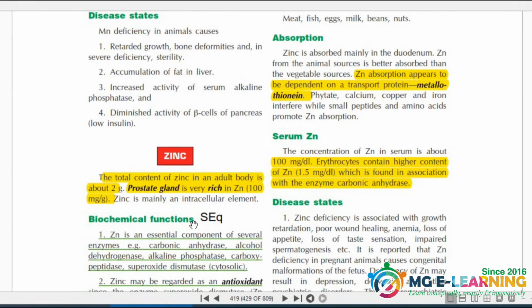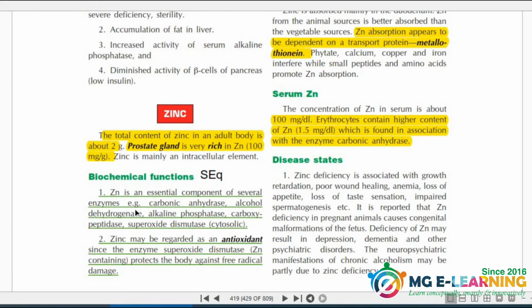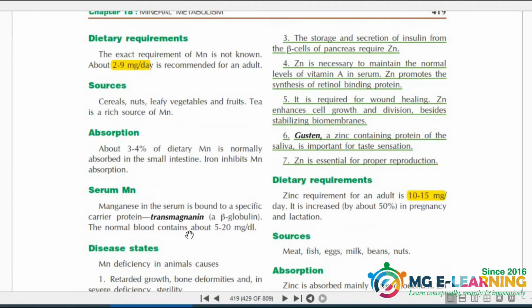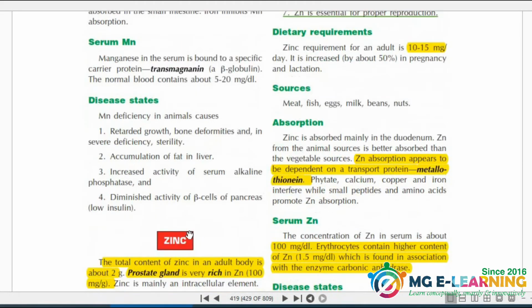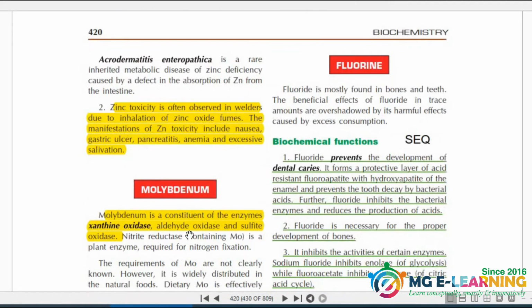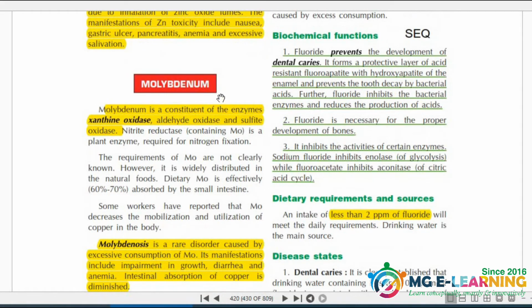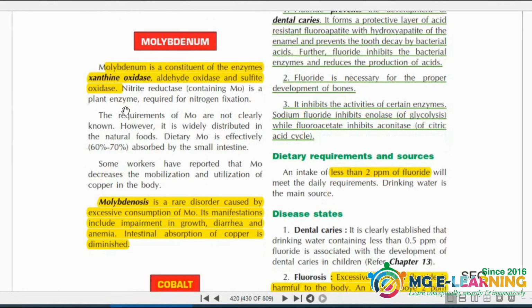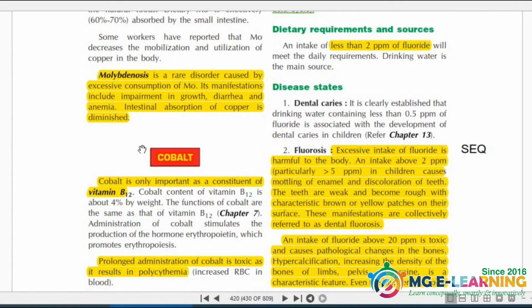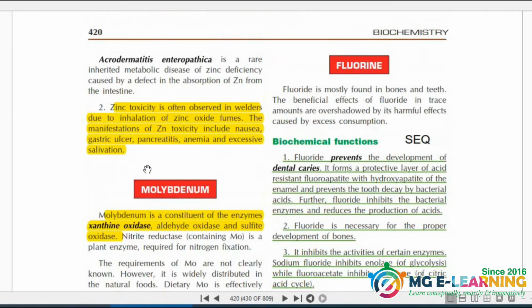Next one is zinc. Zinc is important. Its biochemical function is important for SEQ. Its dietary requirements and sources, serum level, all are important for MCQ. Next one is molybdenum, important for MCQ, not for SEQ. You can read it. Cobalt, same, is not important for SEQ, only for MCQ.